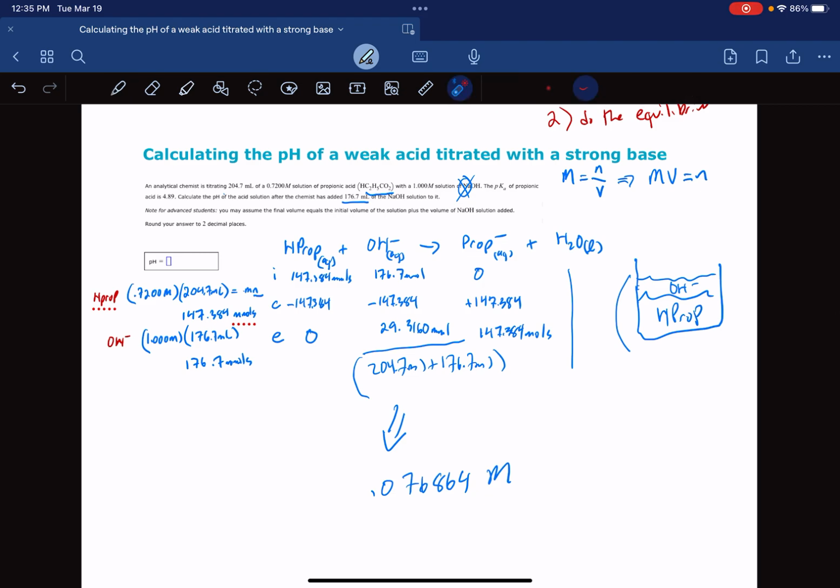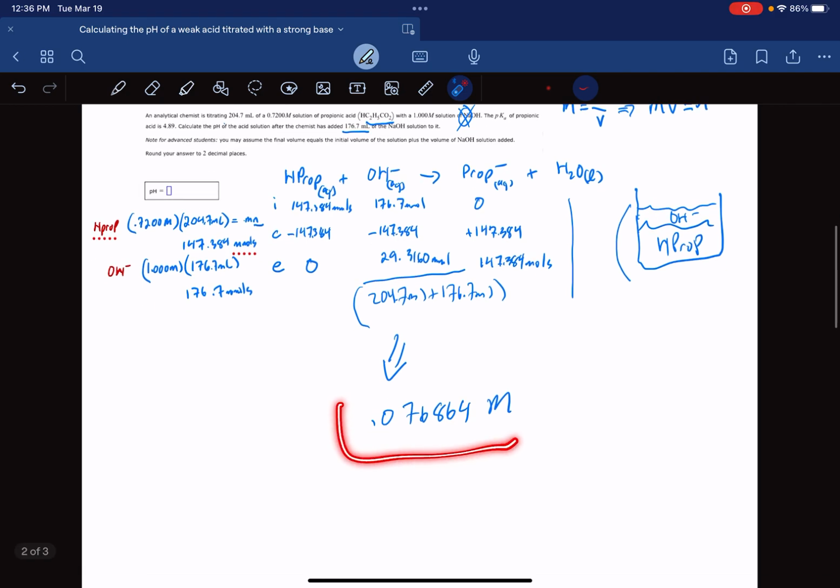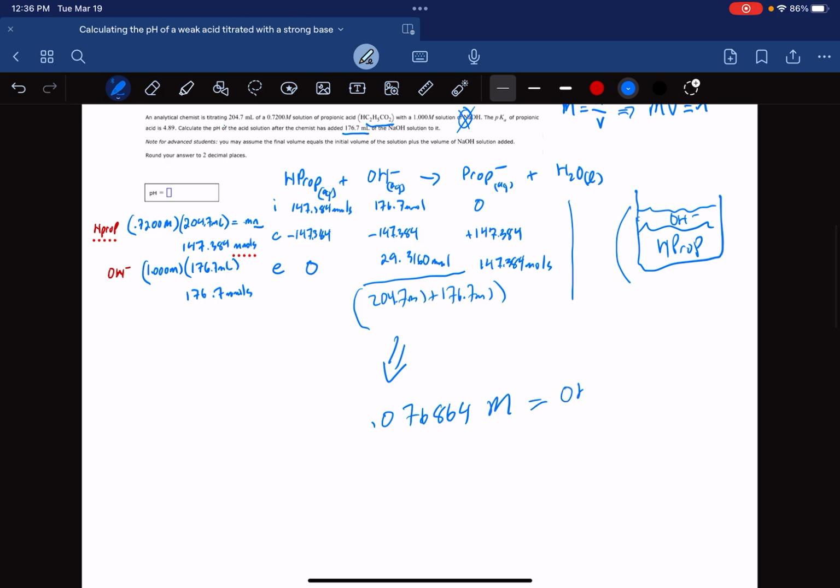Now, if you're wondering how we got that, remember, if we rearrange our equation and we take a look at this right here, molarity is equal to moles divided by volume. And if we take our millimoles and divide them by milliliters, the millis cancel out, and we end up with moles per liter, and that's equal to molarity. So this is our molarity, but it's our molarity of our OH minus concentration.